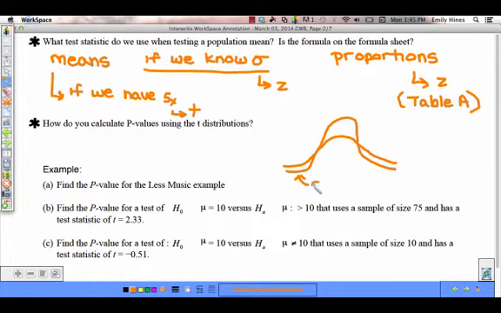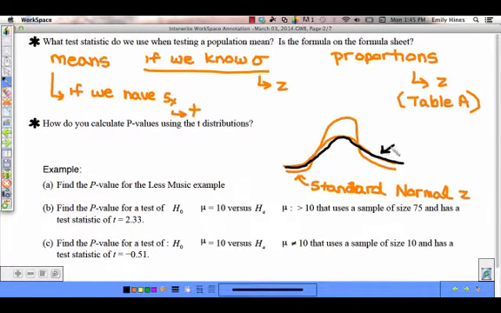The Z one, this is standard normal, which is the distribution for Z. And this one here, the shorter one that's got the fatter ends, that's T.